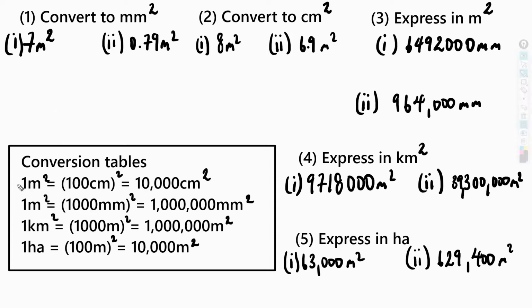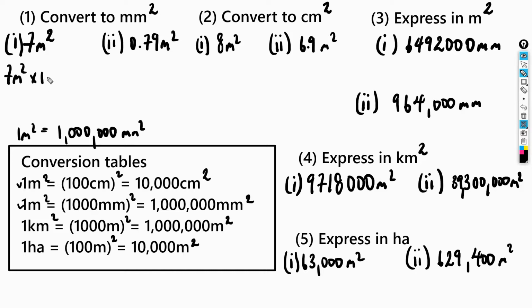We know that 1 meter squared is equal to 1 million millimeters squared. So to convert this 7 meters squared to millimeters squared, all we have to do is multiply it by 1 million, and we're going to end up with 7 million millimeters squared. Same thing for this question. It's 0.79 meters squared. All we have to do is multiply it by 1 million.